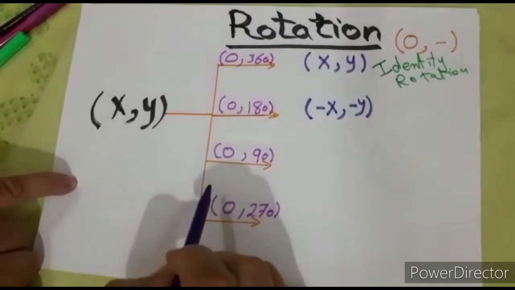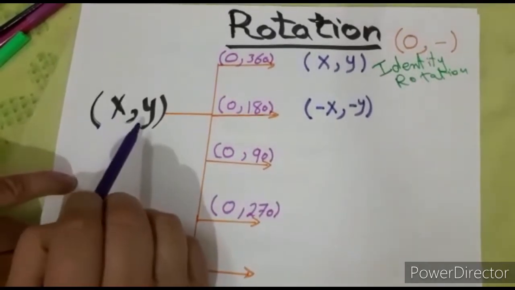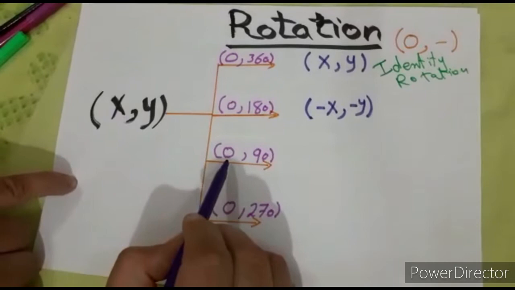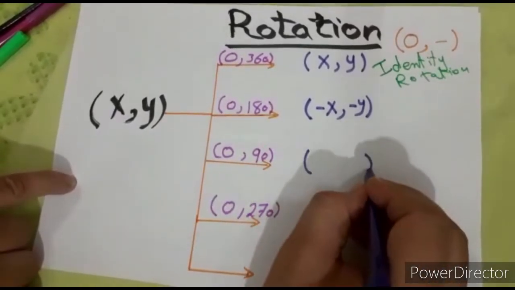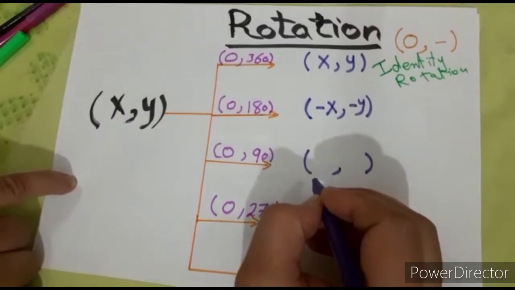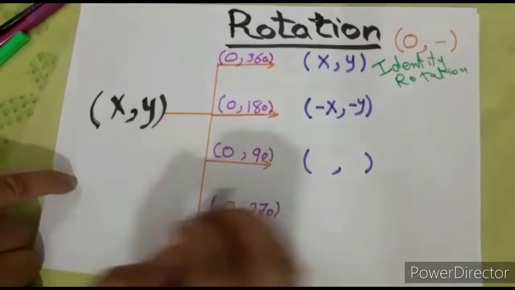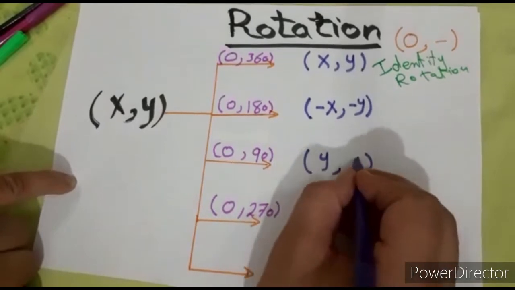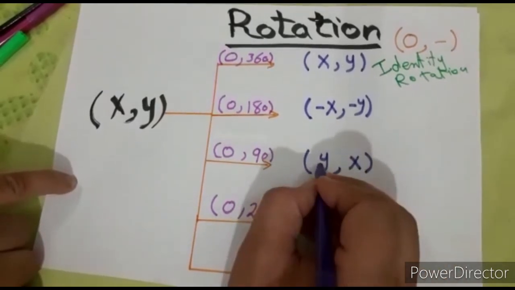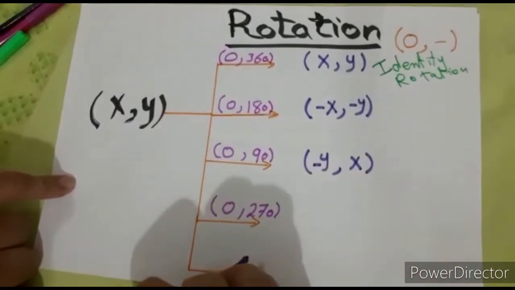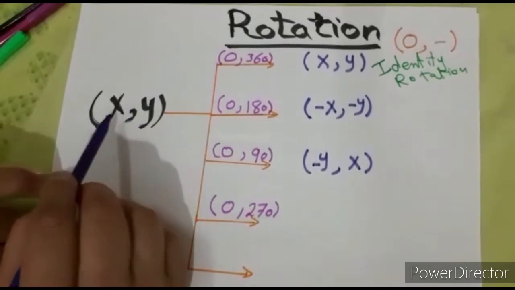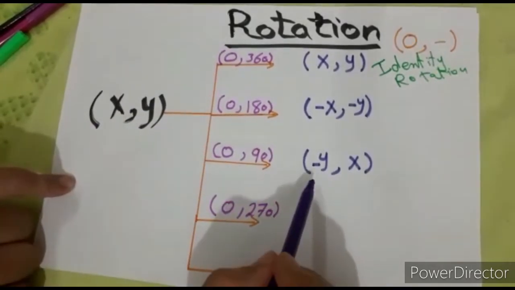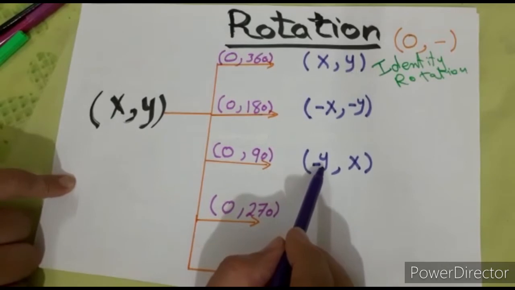Pay attention, please. X and Y by rotation O and 90 degrees. First, replace the two coordinates: X and Y became Y and X, and change the sign of Y. So now we did two operations. Number one, replace between the two coordinates X and Y. Number two, change the sign of Y.